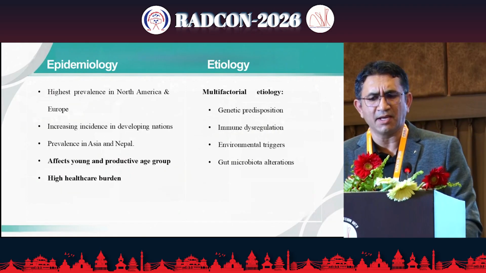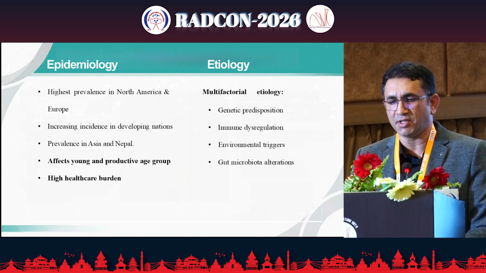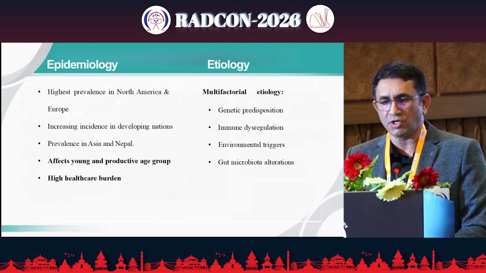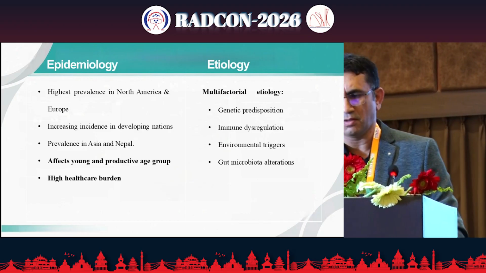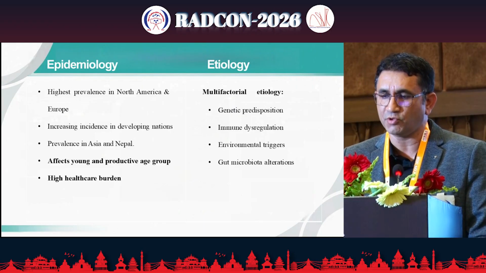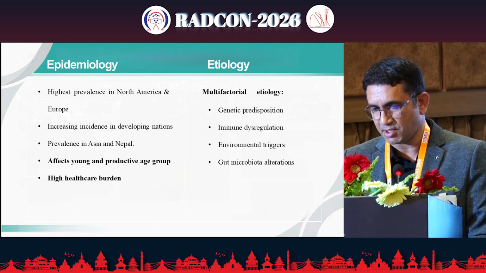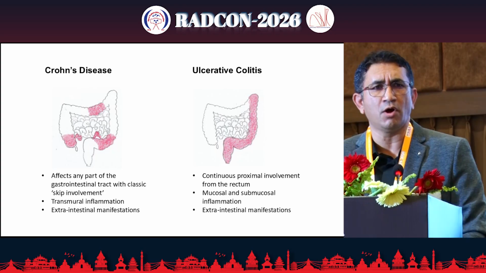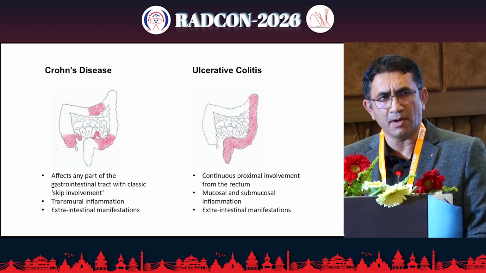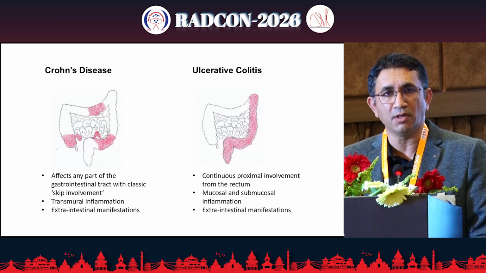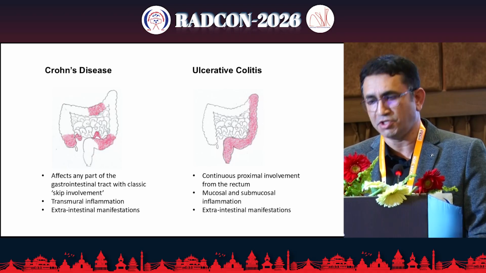Regarding epidemiology, it has more prevalence in North America and Europe, but nowadays there is increasing incidence in developing countries like Nepal, and it affects the young and productive age group. So it is a high healthcare burden. There is a multifactorial etiology: genetic predisposition, immune dysregulation, environmental triggers, and gut microbiota alteration. Crohn's disease, we all know, can affect any part from mouth to anus, and the main features are skip lesions and transmural involvement. Whereas ulcerative colitis mainly affects the rectum and is more continuous.